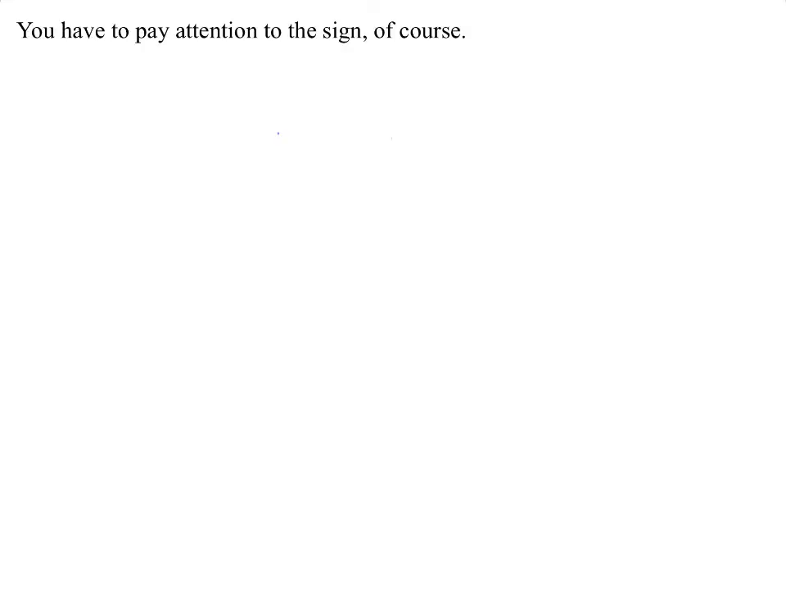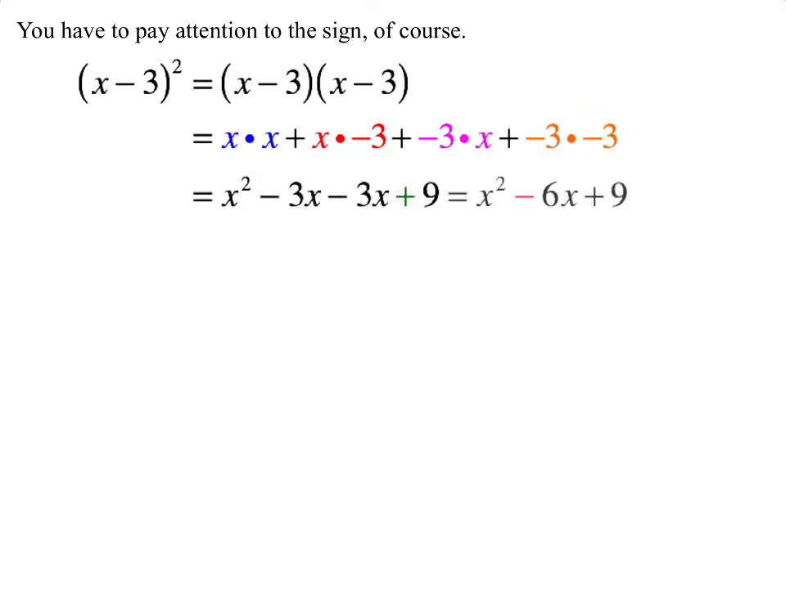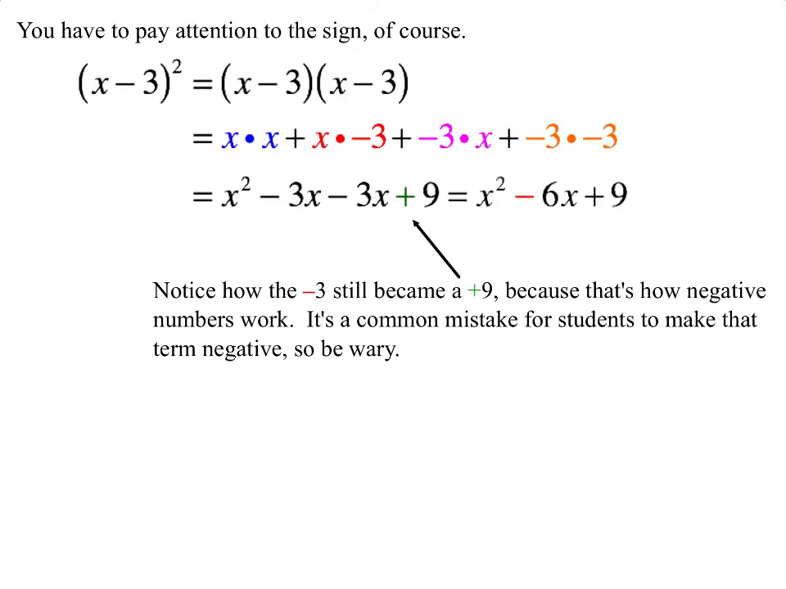You have to pay attention to the signs, of course. Now the first factors are still x and x, but the outer factors are x and minus 3. Likewise, the inner factors are minus 3 and x, and the last factors are minus 3 and minus 3. Notice how the minus 3 squared still became a plus 9, because that's how negative numbers work. Minus times minus is plus.